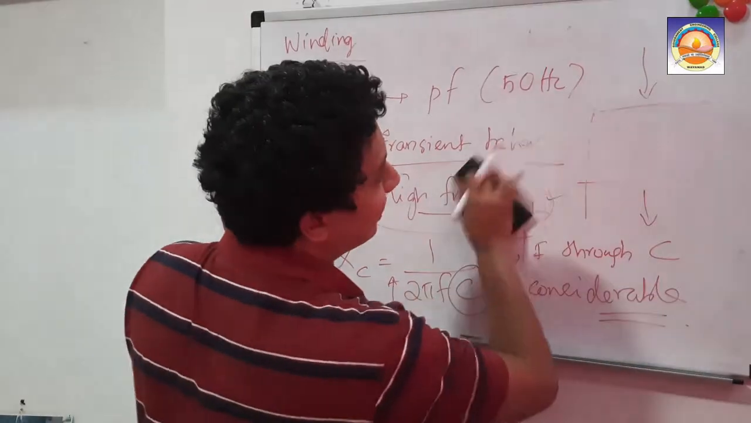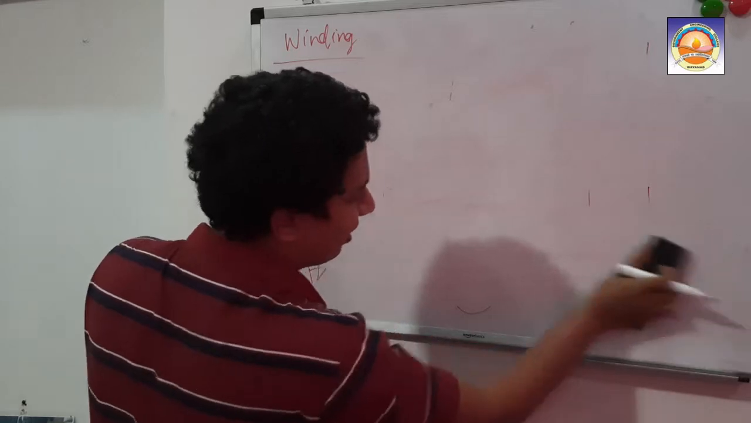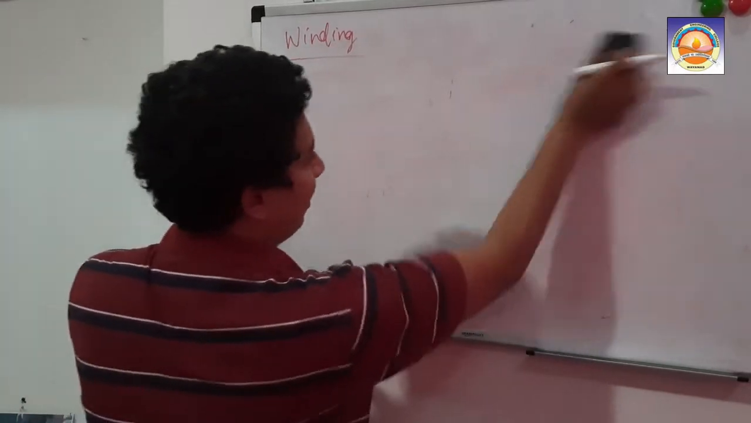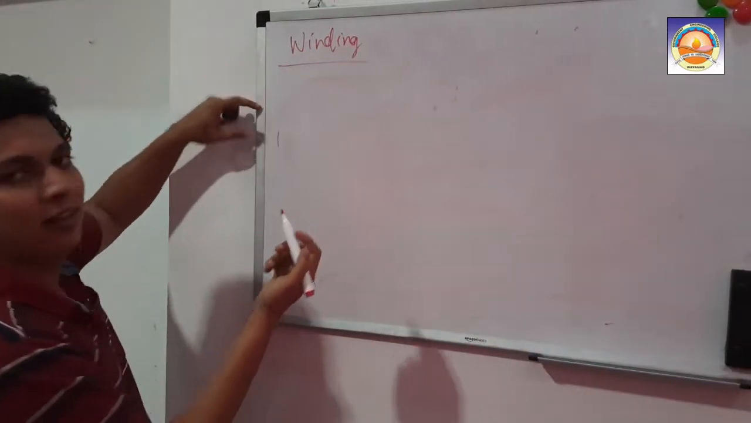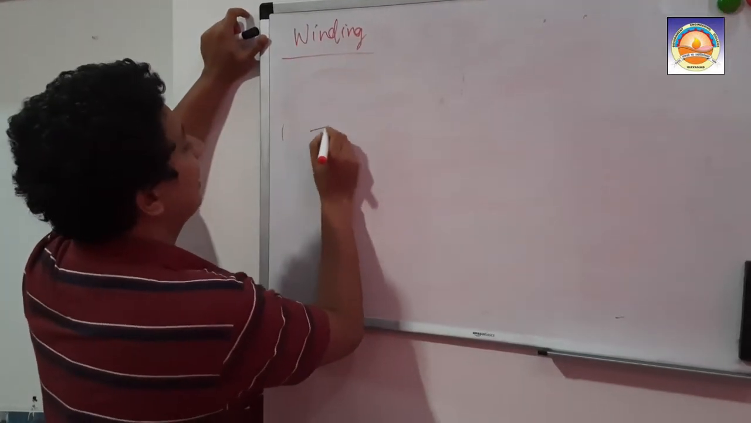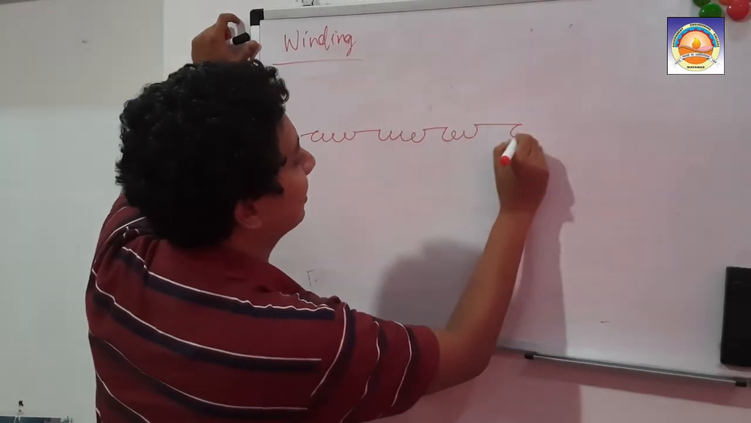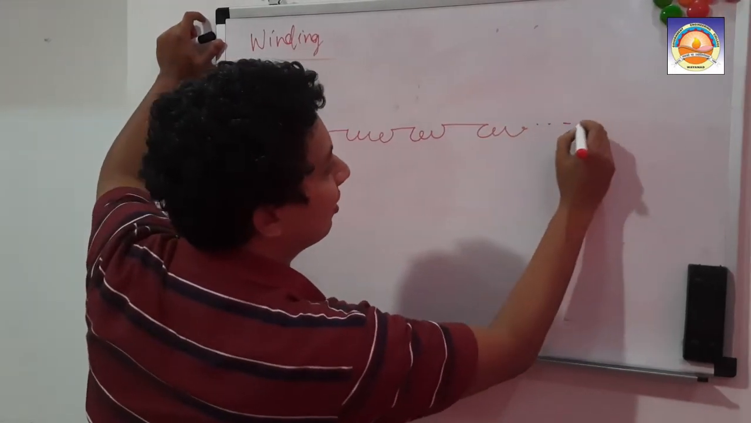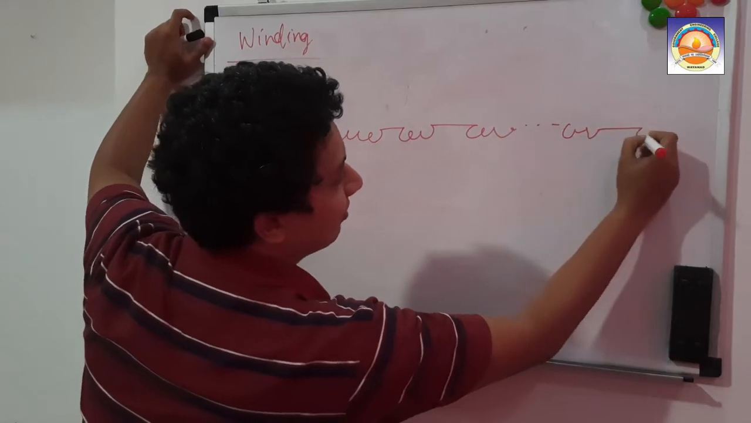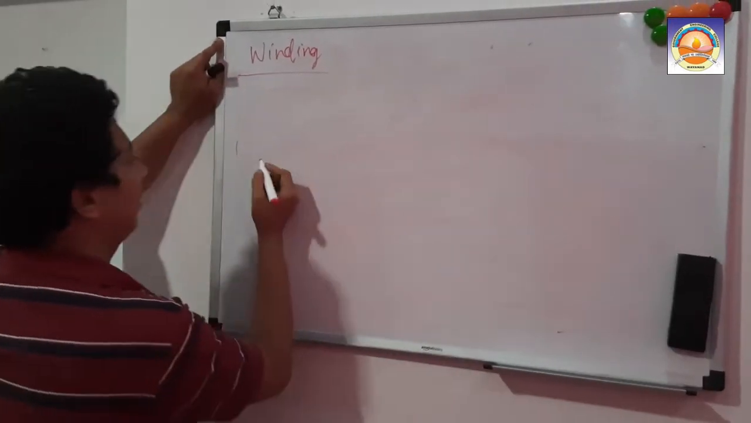Okay. Now let us see the winding diagram, or how we can represent this winding. Let us take one winding, like the high voltage winding, and let us take the winding in portions like this. It is just a representation, let me draw it more clearly.